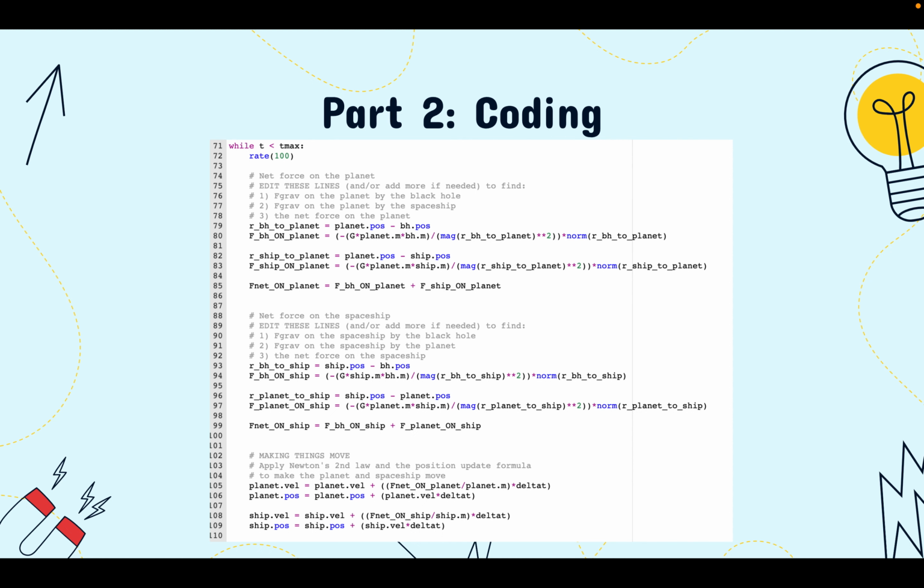We do the exact same thing for the black hole and the ship, and the planet on the ship, and add these forces together to get the net force on the ship. We then use the velocity update formula and the position update formula later on at the bottom for both the planet and the ship.